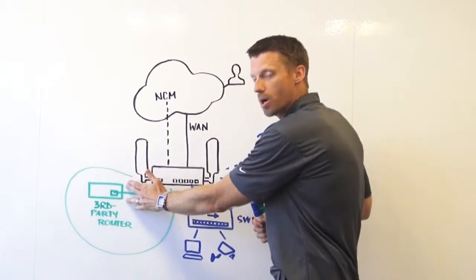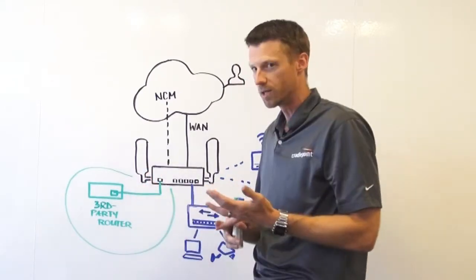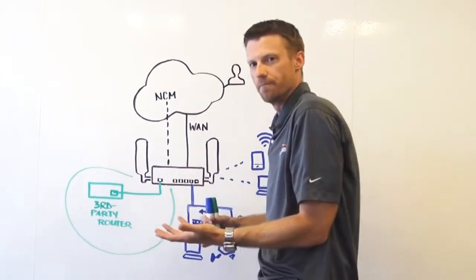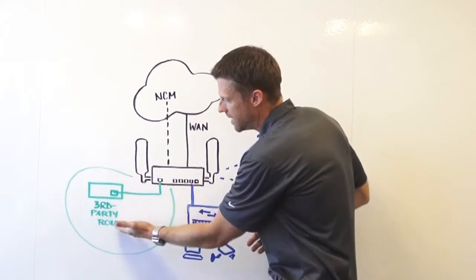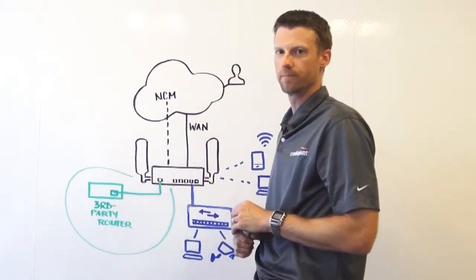Now, we show a third-party router here, but it can be any device that has a console port. It can be a switch, a firewall appliance, it can even be a point-of-sale system. And you can have as many as 8 devices connected to the serial port of the Cradlepoint.